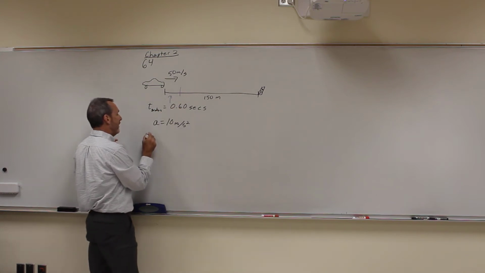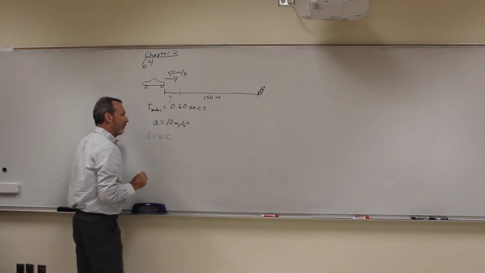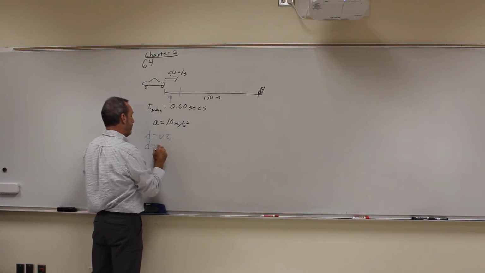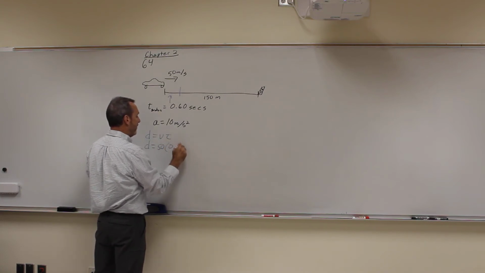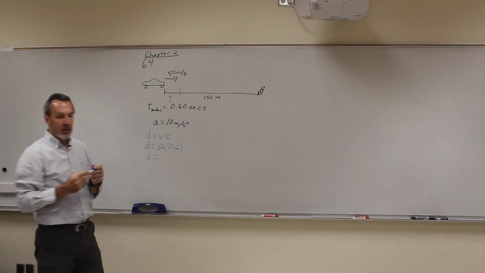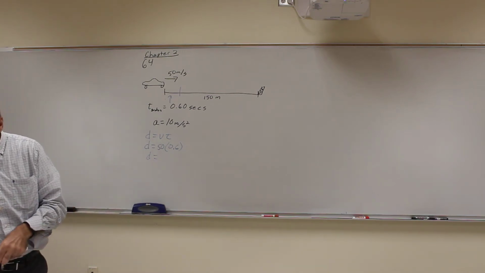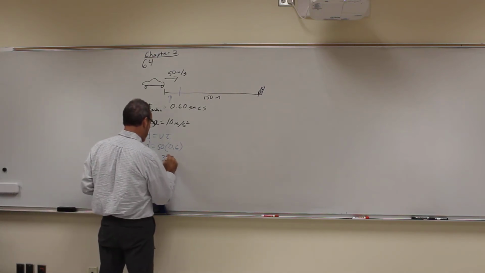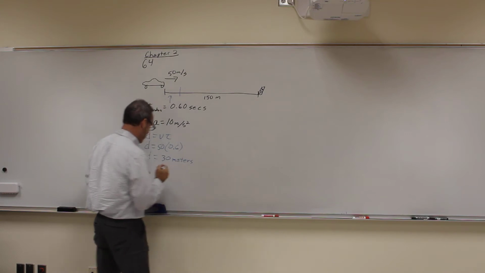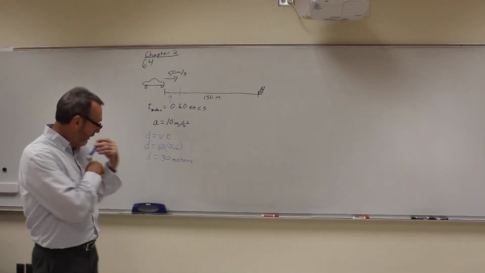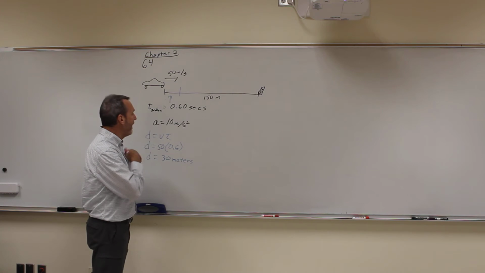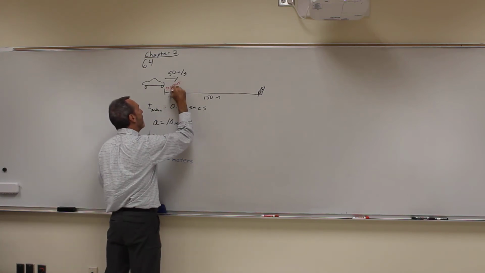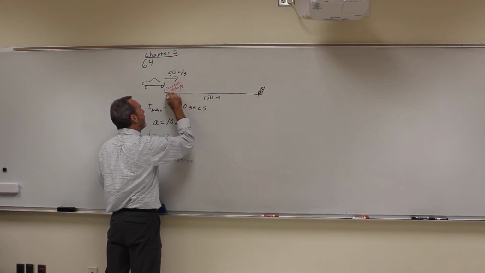Well, for constant velocity, distance is equal to velocity times time. So the distance he goes before he hits the brakes is 50 meters per second times 0.6 seconds. And so the distance he goes before he hits the brakes is 30 meters. All right? And we have to realize we have to do this separately. So it's really a two-step problem, because in this part, it's constant velocity for the first 30 meters.